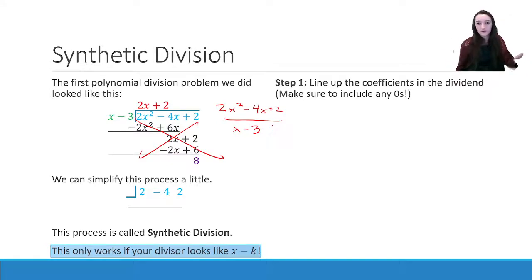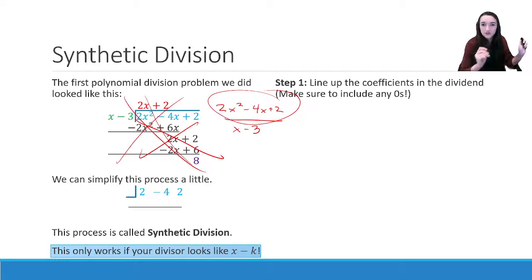I start from there. Step 1 is going to be to line up the coefficients in the dividend, making sure to include any zeros, just like we did in the previous polynomial division problem. So in this case, the coefficients in the dividend, the blue ones, are 2, negative 4, and 2. So that's just step 1. We never have to write the rest. We just go 2, negative 4, and 2, making sure that we're keeping any positive or negative signs.